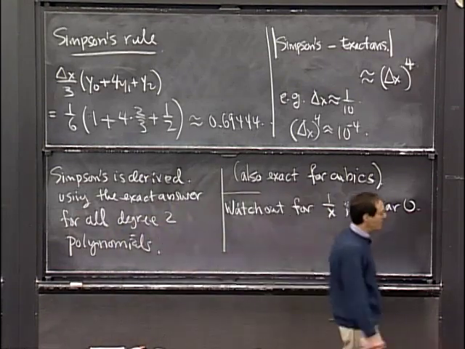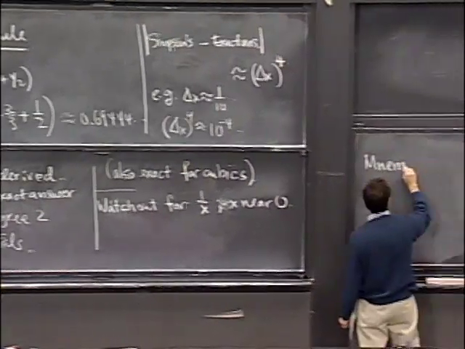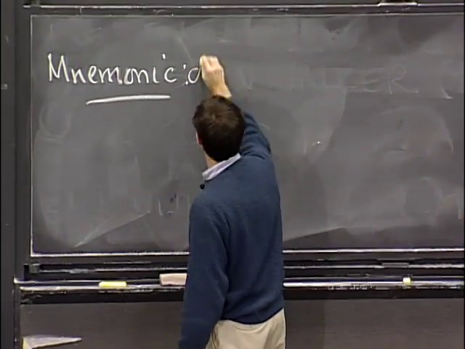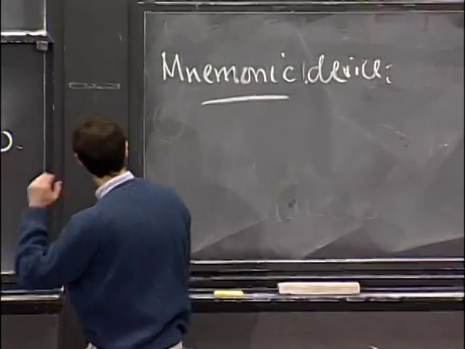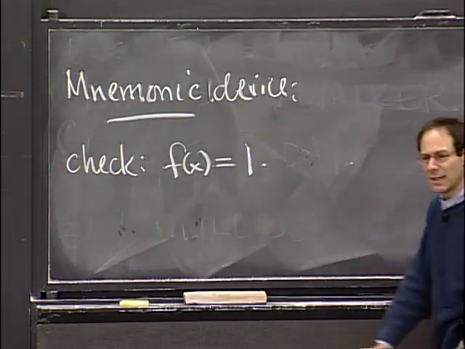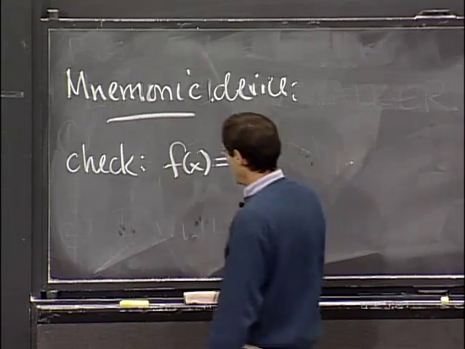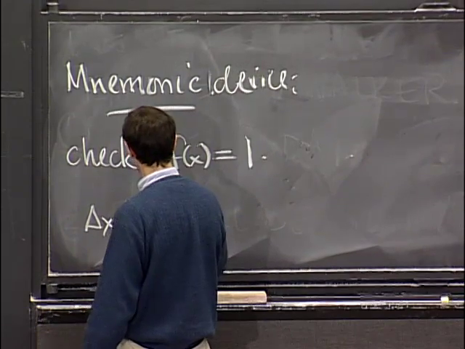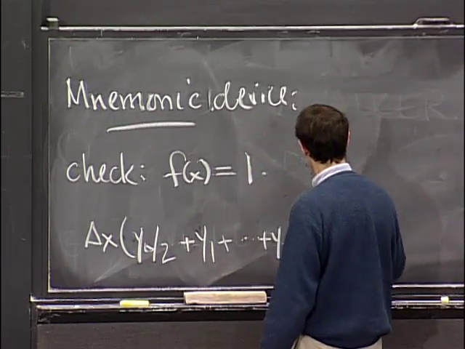OK, so if you were doing this on an exam, how do you remember this strange pattern of numbers? Well, the one thing that I want to recommend to you, as a way of remembering it, is a mnemonic device for remembering what it is that you're doing. Remind yourself of what happens for the simplest possible case, which is f of x is equal to 1. It seems very modest. But if it doesn't give you the exact answer for f of x equals 1, you've got the wrong weightings. And here, if you check out what happens in the first formula here, y0 over 2 plus y1 plus, we'll go all the way to yn minus 1 plus yn over 2.